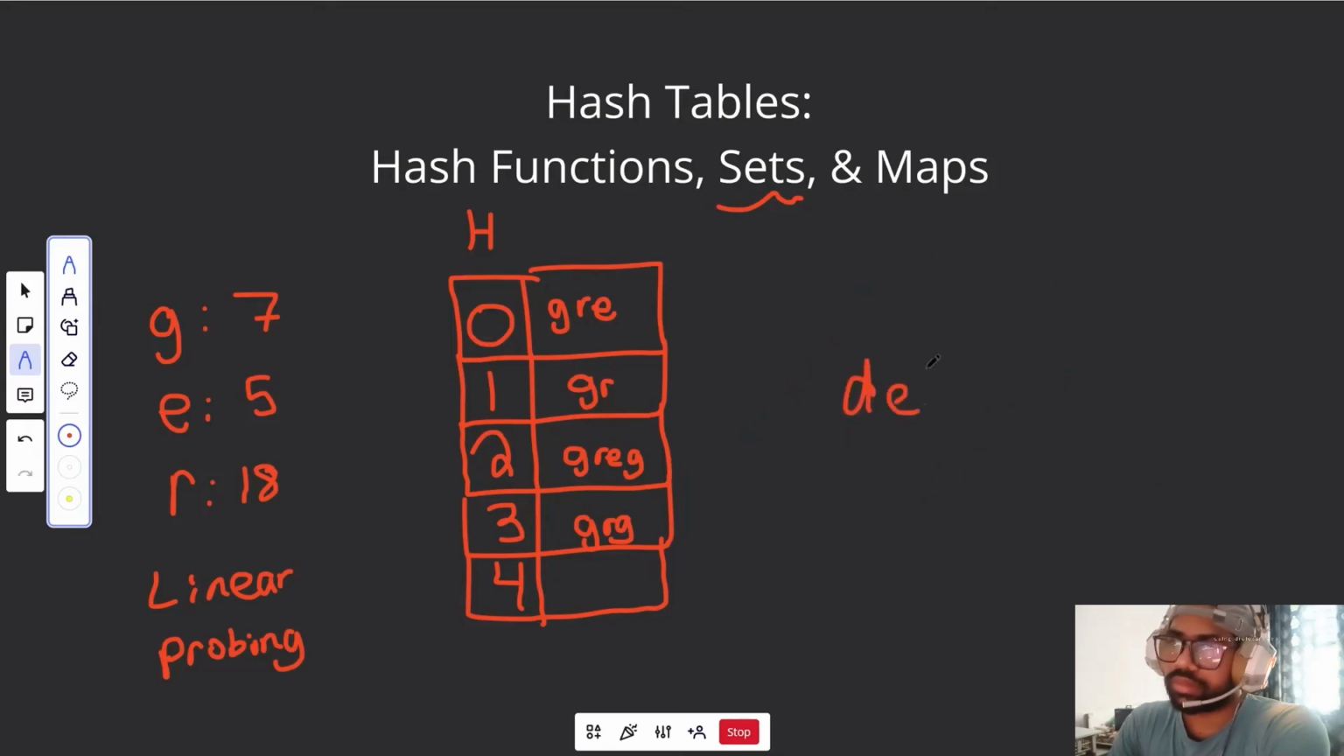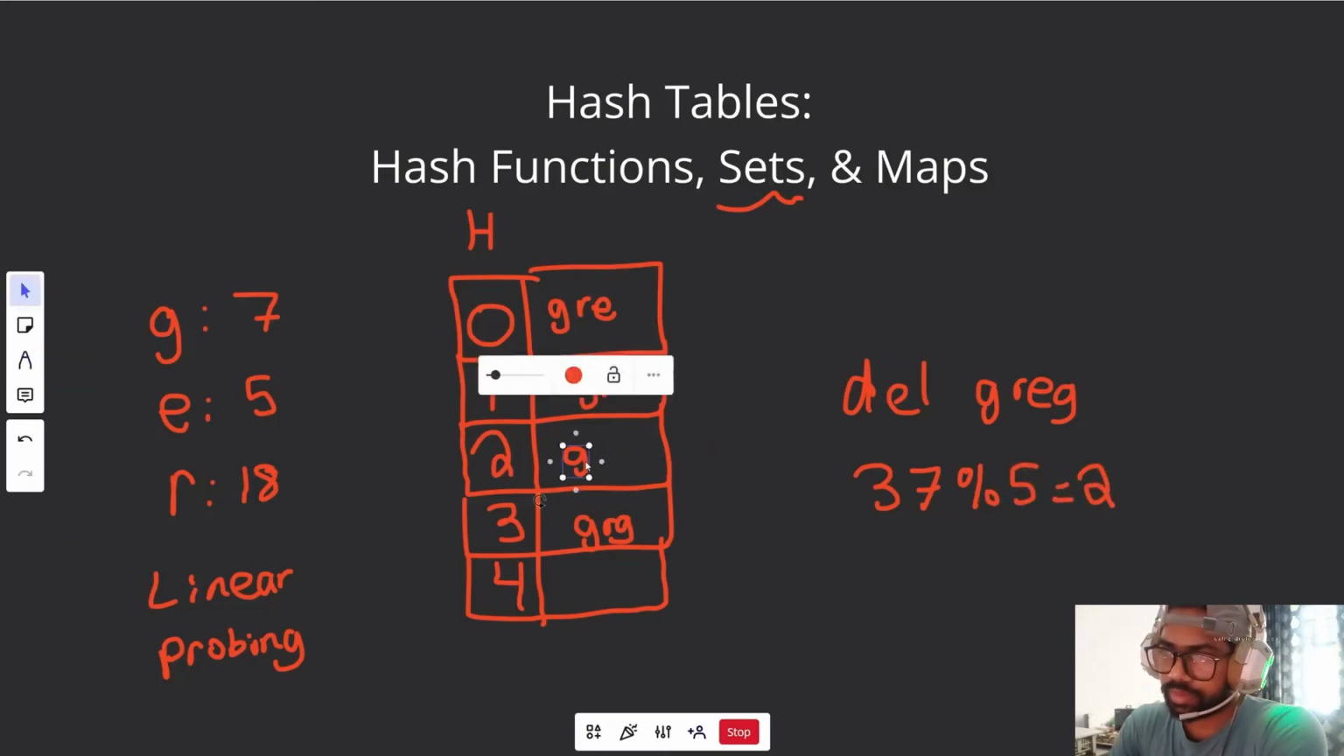Now if you wanted to delete the key of GREG in here, you get your hash function, and so you get your total of 37, you mod that by 5, you get your position of 2. You look over here, and you say, okay, cool, we're ready to delete that, that's totally fine. But this might break our probing because we're kind of relying on the other positions to locate stuff.